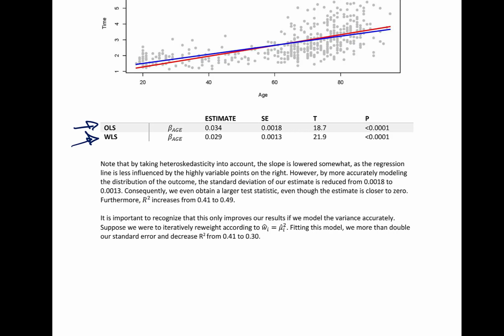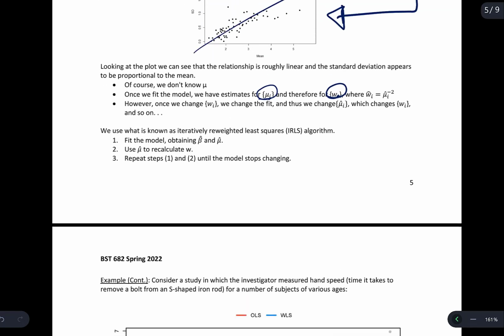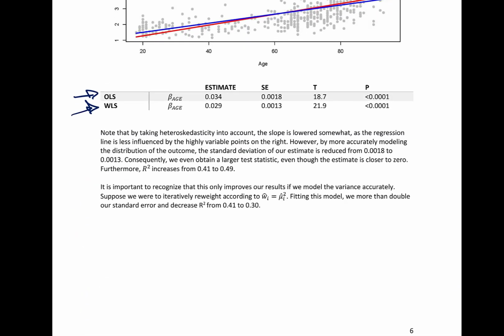And it's important to recognize that this only improves our results if we model the variances accurately. So suppose that you were going to use iterative reweighting, but instead of what we did up here, where we had the exponent of -2, let's say we had accidentally instead used mu hat squared. Fitting this model, you would more than double your standard error and decrease r squared from 0.41 to 0.31.